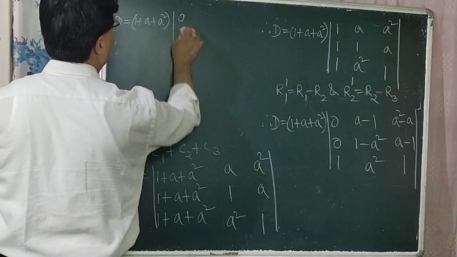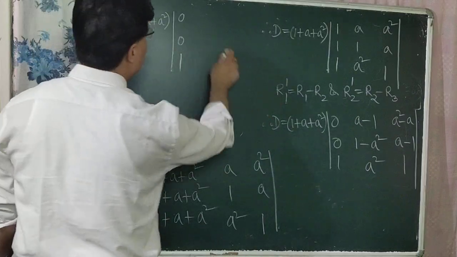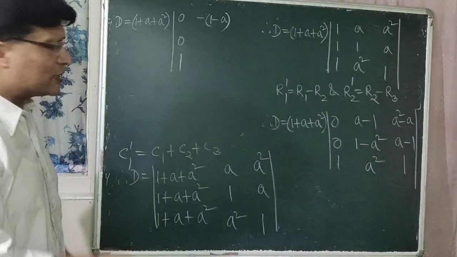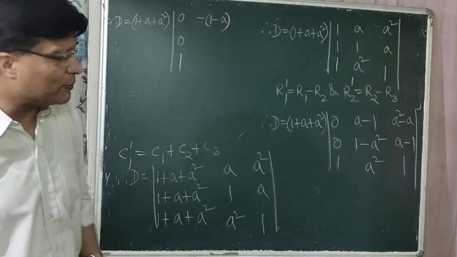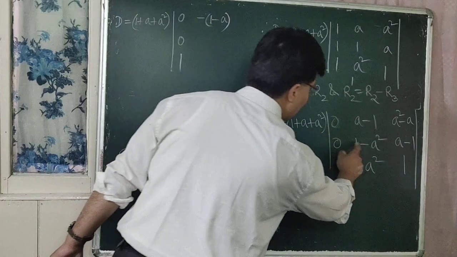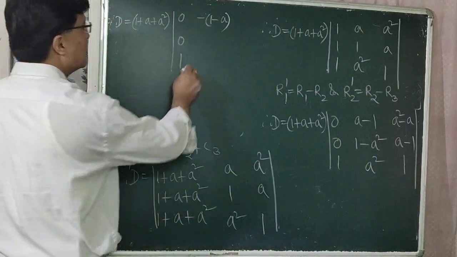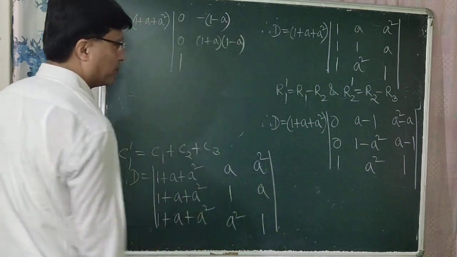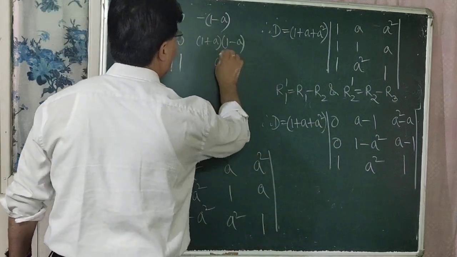Then first column remains same, 0, 0, 1. Now minus is taken common. Let us write 1 minus A. Your minus is taken common and we have written within bracket 1 minus A. What is 1 minus A square? Again you can use here the A square minus B square formula. 1 plus A into 1 minus A. Then write down A square. Right?